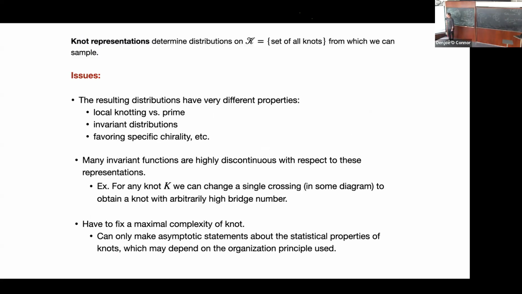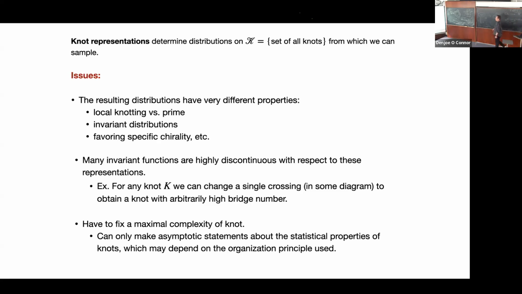The other issue is that oftentimes what we want to study is invariants of knots, but these invariants are highly discontinuous with respect to the distributions we're looking at. What do I mean by that? I can represent a knot using one of the representation methods I showed you on the previous slide, but if I change one piece of information in that description, I could dramatically alter what the invariant values look like.